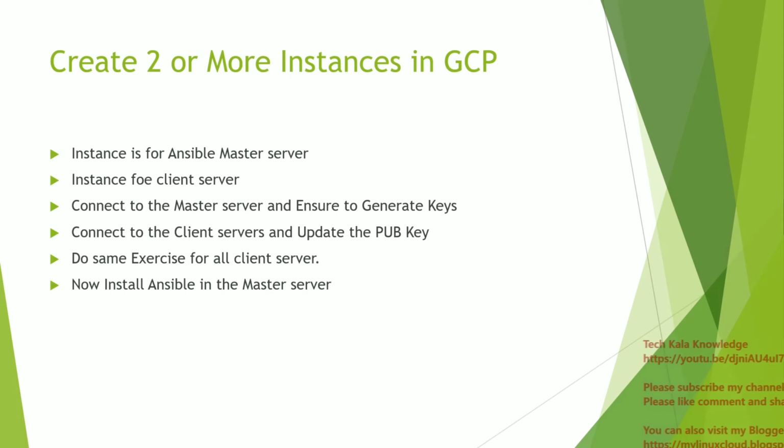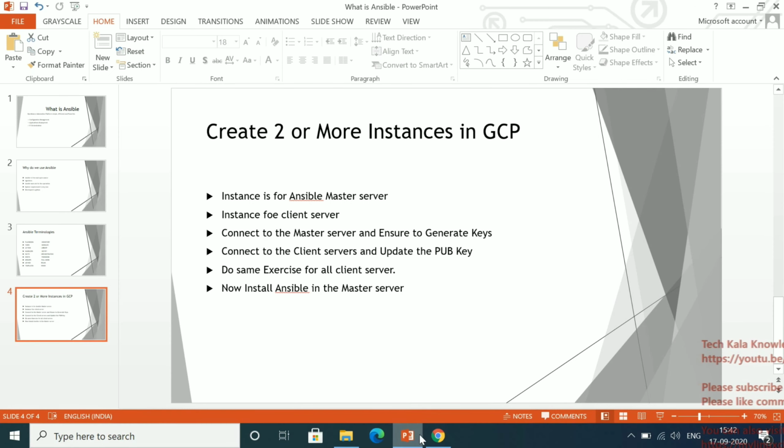Then what we have to do is generate a key on the master server, and then copy that key onto the client server. I will show you how to generate and how to copy it. We have to copy the key onto all the client machines. Once this setup is done, we have to install the Ansible package on the master server.